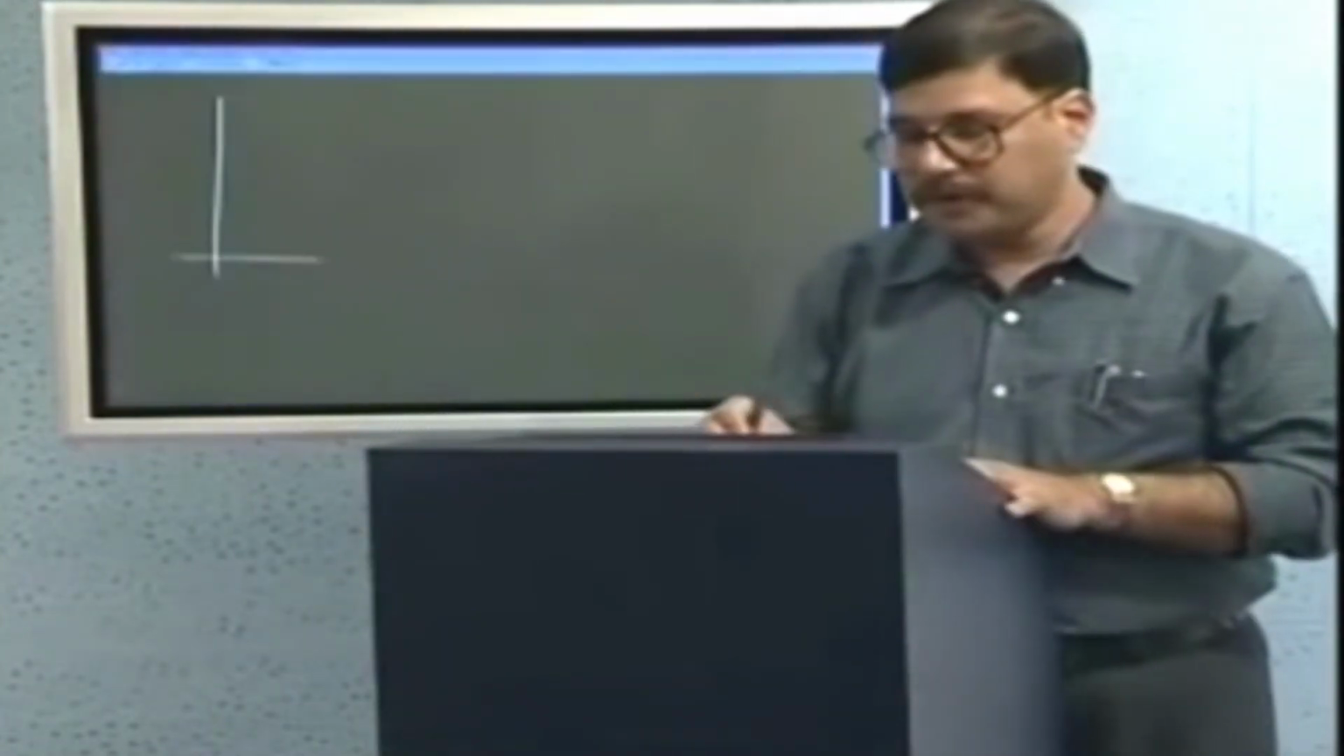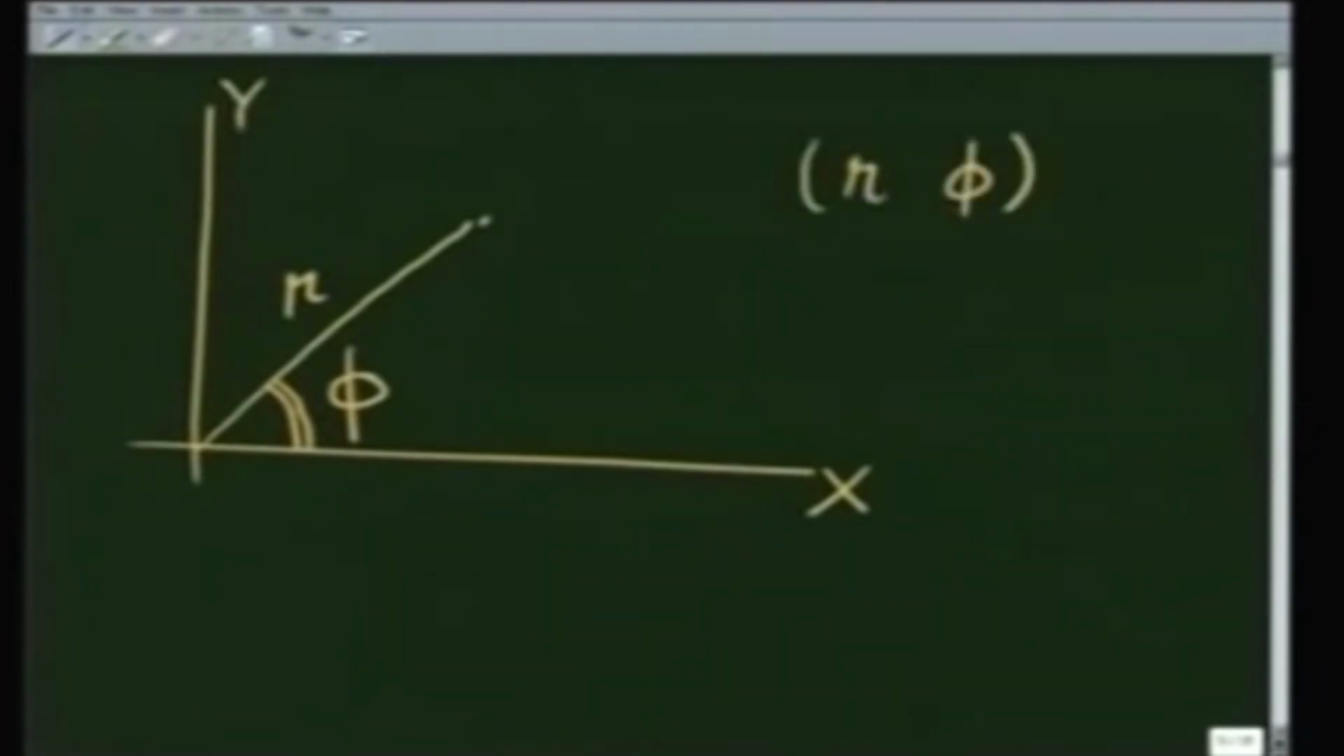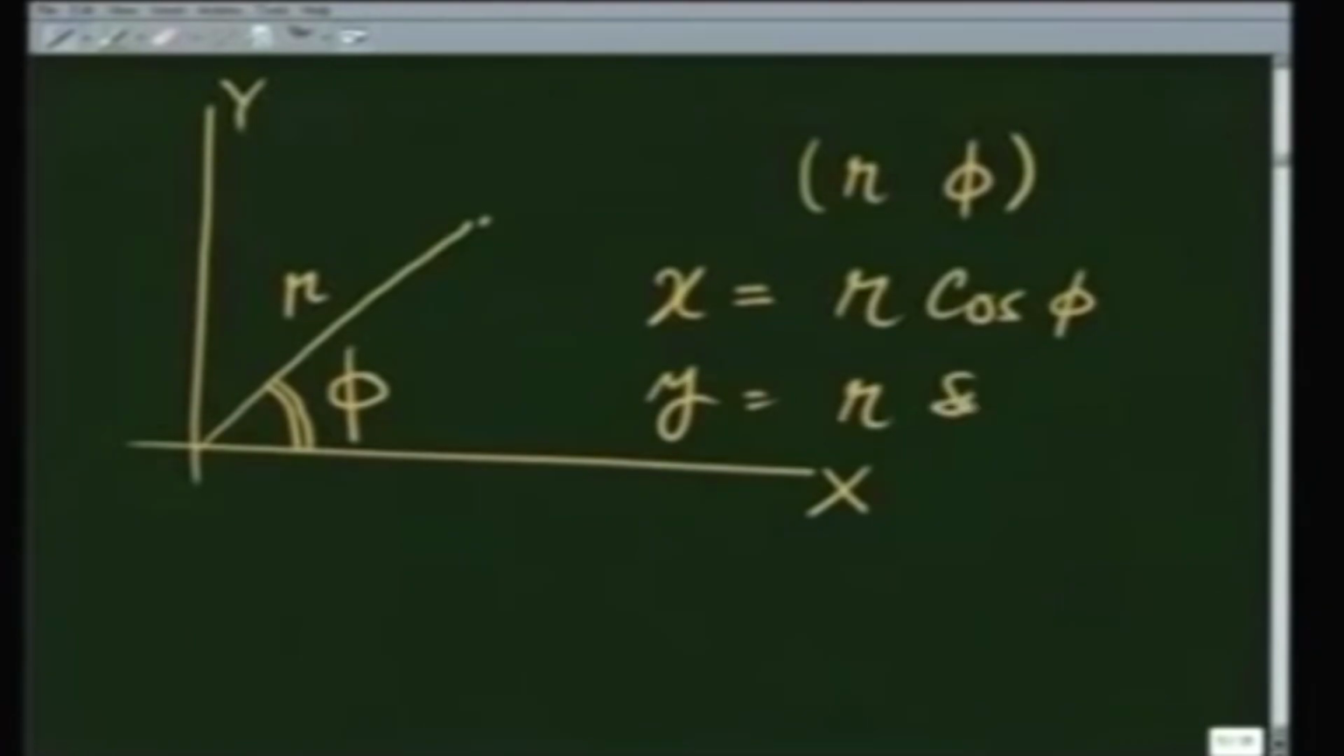In this system, if a particle is given at a point distance r from the origin, and the radius vector r is making angle phi from the x axis, I am going to describe this as position r and phi. As you can see, I am using two coordinates in a plane. Obviously, x coordinate is given as r cosine of phi, and the y coordinate is given as r sine of phi.